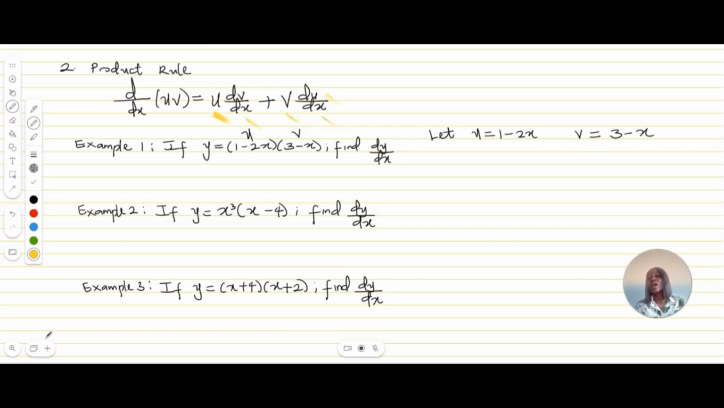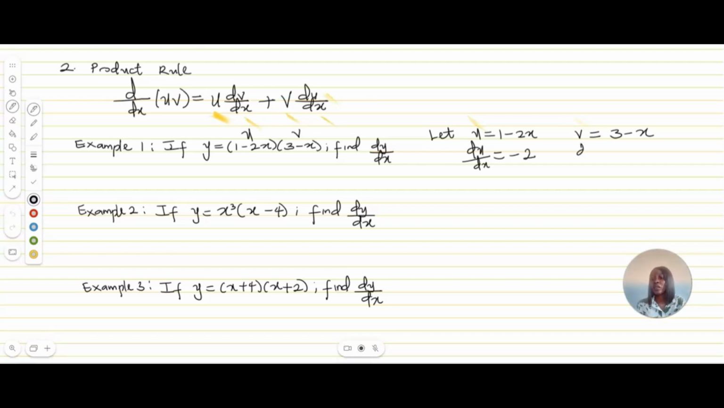So from what we have here, we can see that we have our u and we have our v. So we need du dx and dv dx. Let's get them. Now, if u is equal to this, what is du dx? From our power rule, remember that differentiation of a constant is 0. 1 here is a constant, so I don't need to stress myself. The only thing I'm differentiating now is negative 2x. If I differentiate negative 2x, I will simply have negative 2.